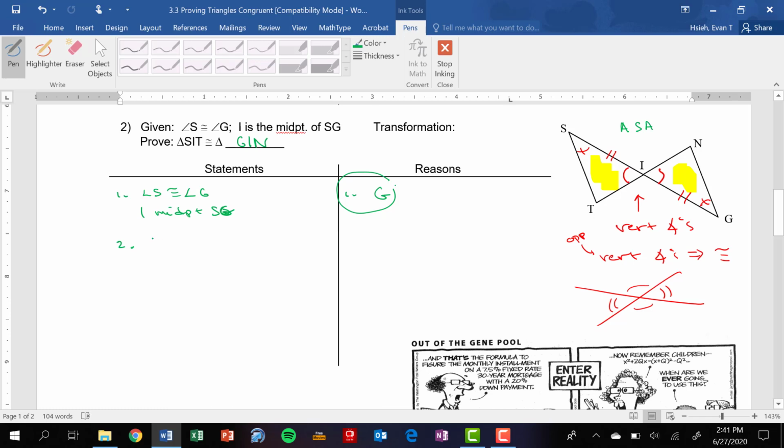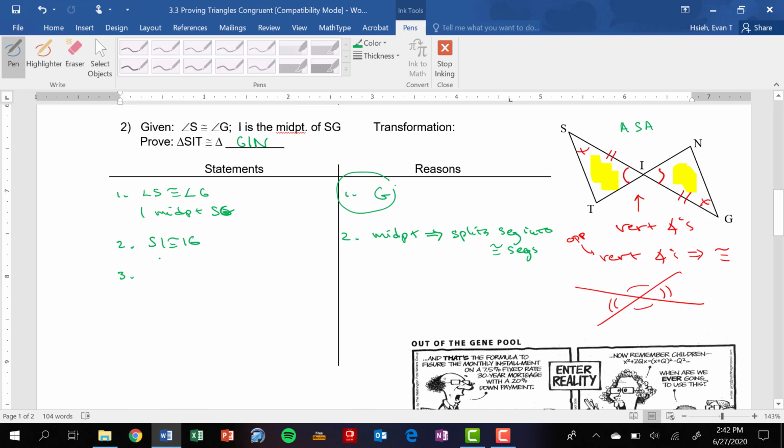Step 2, I know that SI is congruent to IG. And I know the reason why is because if I have a midpoint, then it splits the segment into congruent segments, or something like that.